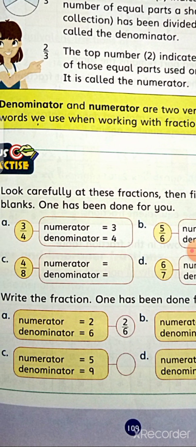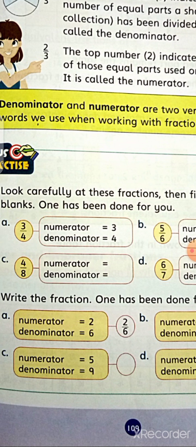In the C part, fraction is 4 over 8. You will write here numerator and denominator. What is denominator here? 4? No. Denominator is 8. Either it is written above or down, but you will tell where should we write denominator and where should we write numerator.